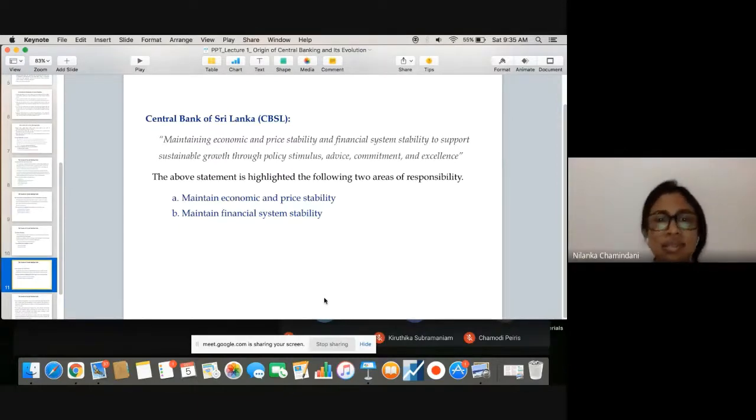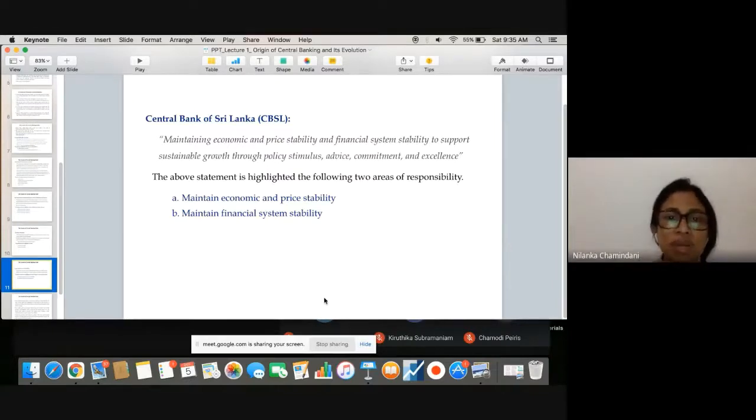And the next basic objective, these are the two key objectives. There are some other objectives as well. These are the two key objectives: financial system stability, right? To support sustainable growth through policy stimulus, advice, commitment, and excellence.